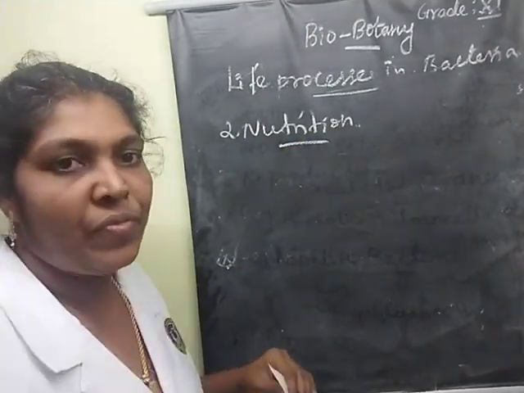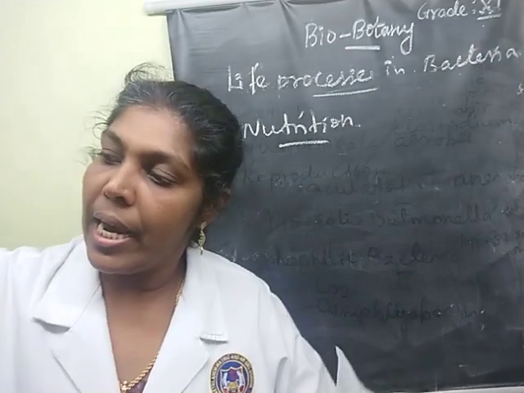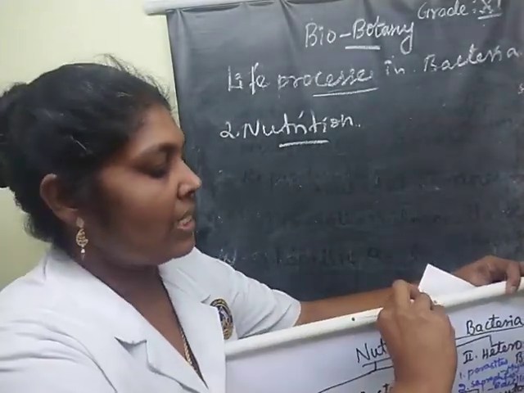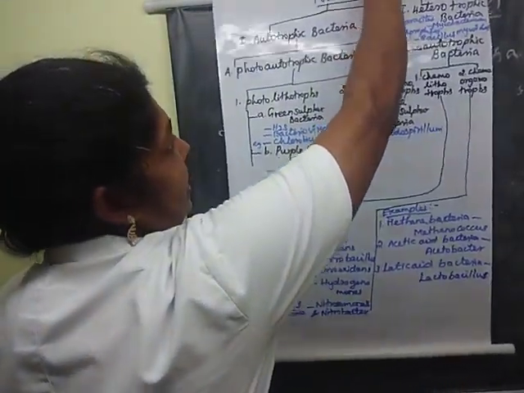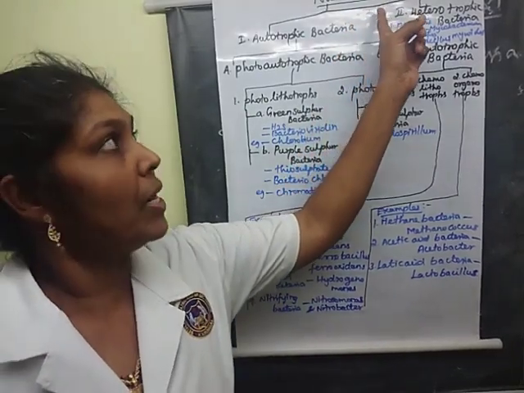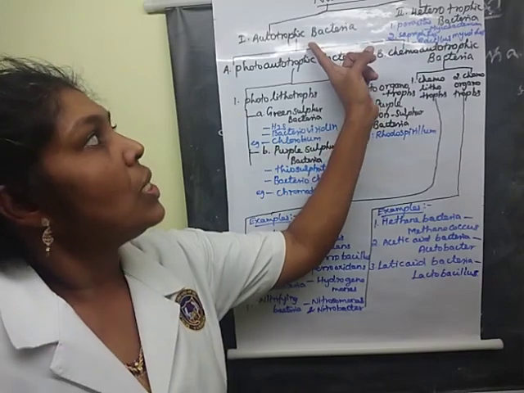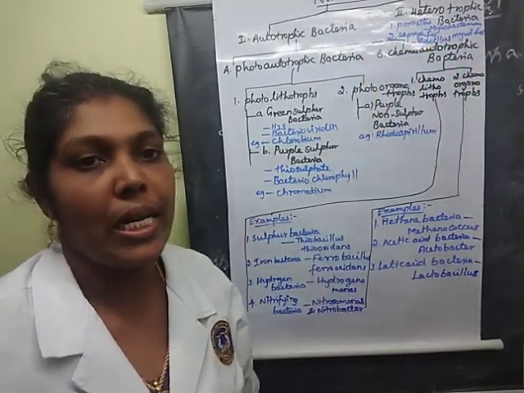Based on the mode of nutrition. All of you listen carefully. Based on the mode of nutrition, bacteria are classified into mainly two types. One is autotrophic bacteria and the other is heterotrophic bacteria.